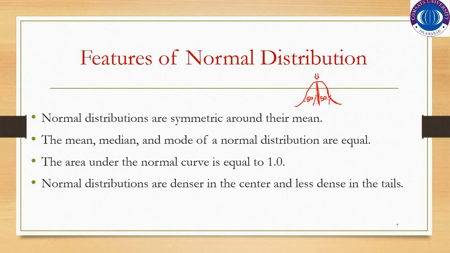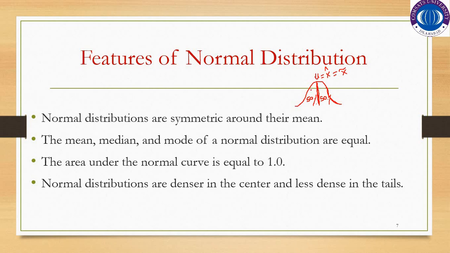That is, 50% of the data is before the mean and 50% of the data is above the mean. The mean, median, and mode of a normal distribution are equal. So this is a main feature of the normal distribution, that mean will be equal to mode. This one represents the mode, and it will equal the median, and this one represents the median. So mean will be equal to mode and median, so it will lie at the same place, at the peak of the distribution.